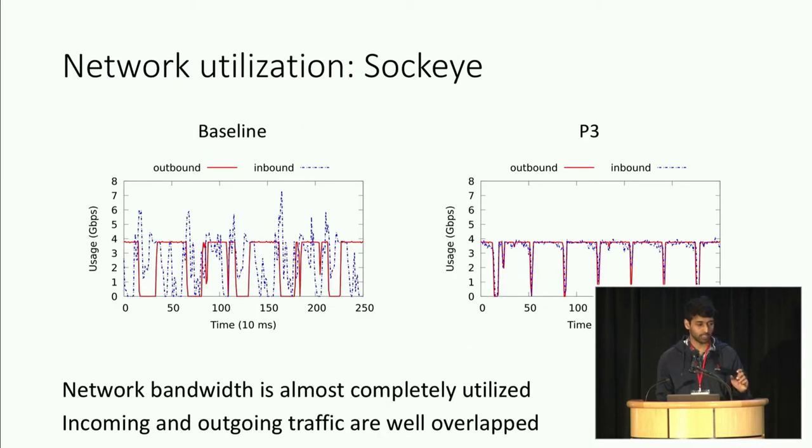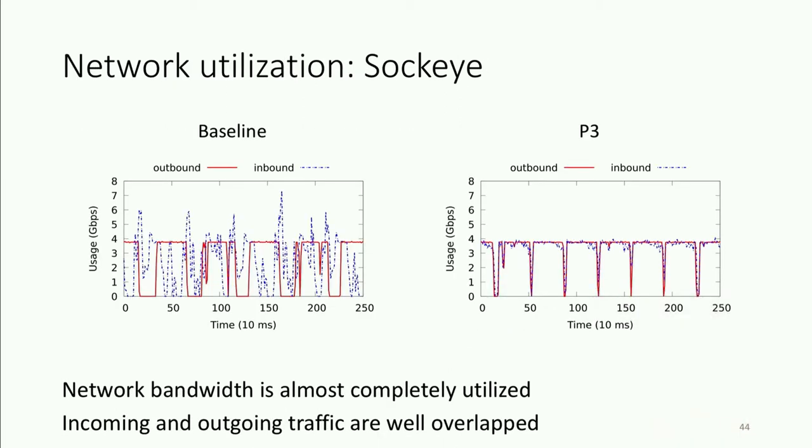So as I explained, P3 improves the communication overhead by better utilizing the available network bandwidth. This is an example of training Sockeye on the same four machine cluster. You can see that compared to baseline, P3 is utilizing the network bandwidth more efficiently, and both incoming and outgoing traffic are efficiently overlapped.